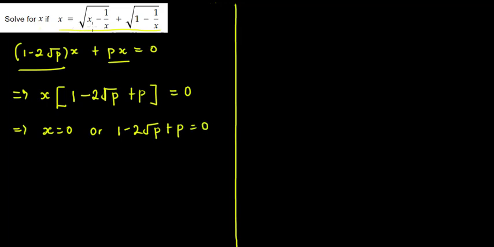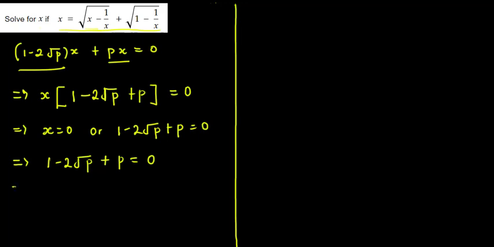Now, from the equation we have here, we can see that we have x minus 1 over x. That's from the initial question that we were given. Now, remember that if x is equal to 0, 1 minus x will be 1 over 0, which is undefined. So we know that x equal to 0 cannot be a solution to this problem. So this implies that 1 minus 2 root p plus p will be equal to 0.